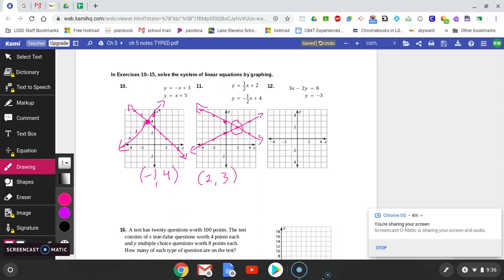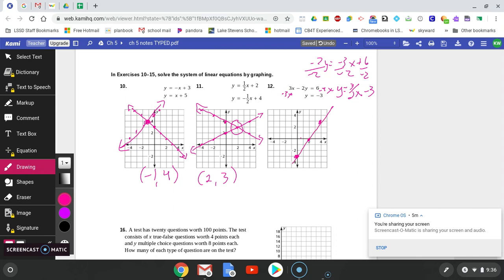The last one, the top equation is not in slope-intercept form, so let's put it in slope-intercept form. I want to subtract the 3x over on both sides, which will leave me with negative 2y is equal to negative 3x plus 6. When I divide by negative 2, I'm left with y is equal to 3/2 x minus 3. So that means my y-intercept is down here at negative 3, and a slope of 3/2 means I go up 1, 2, 3, and over 2. Up 1, 2, 3, over 2.